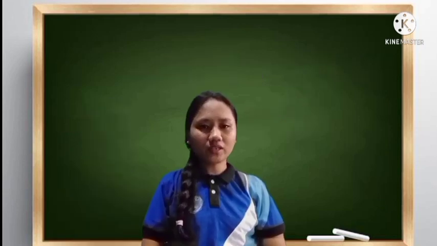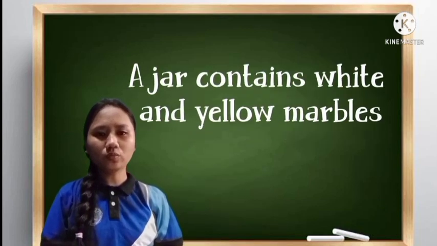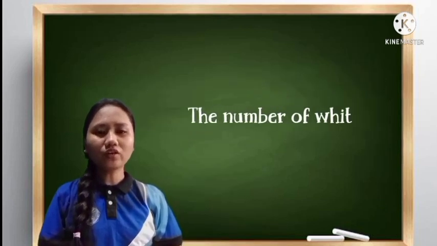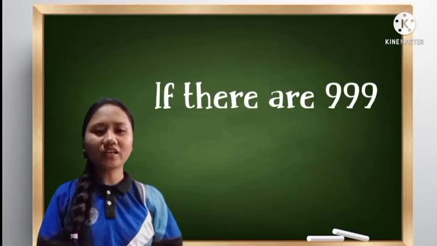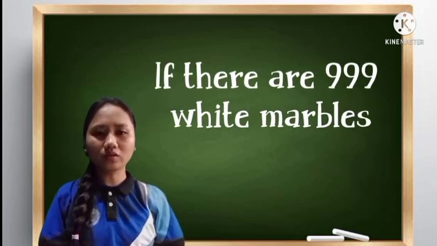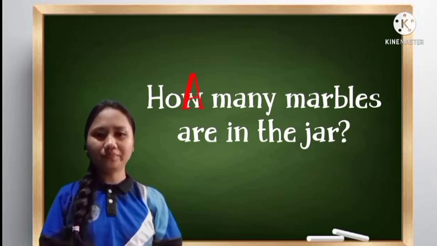For our next question, a jar contains white and yellow marbles. The number of white marbles is 3 times the number of yellow marbles. If there are 999 white marbles, how many marbles are in the jar?